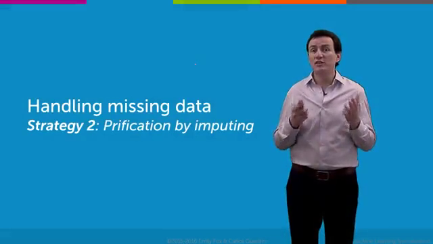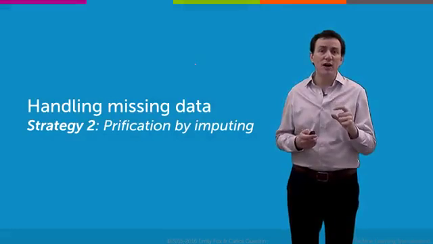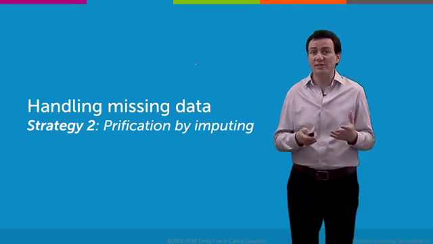The second approach to dealing with missing data is purification by what's called imputation. It's filling in the missing values, the question marks, with some best guess of what might have happened.